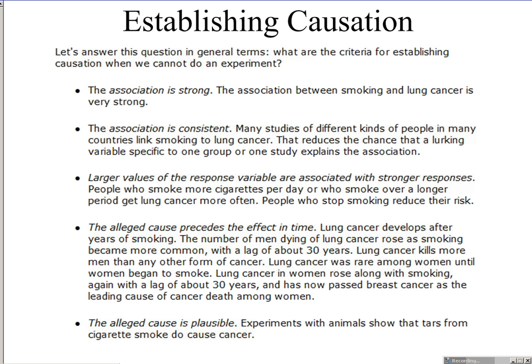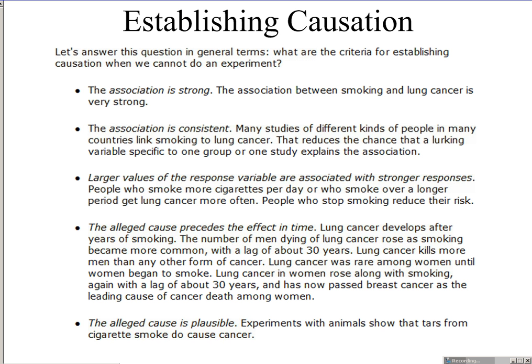People who smoke more or smoke over a longer period of time tend to get lung cancer more often. People who stop smoking reduce their risk. The alleged cause precedes the effect in time. Lung cancer develops after years of smoking. The number of men dying of lung cancer rose as smoking became more common, with a lag of about 30 years. Lung cancer kills more men than any other form of cancer.